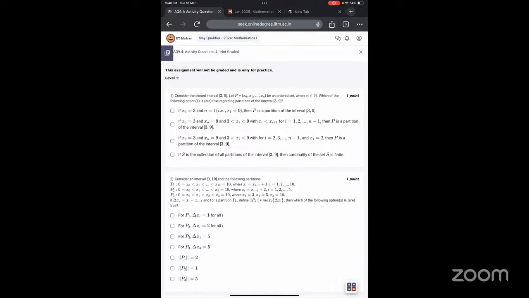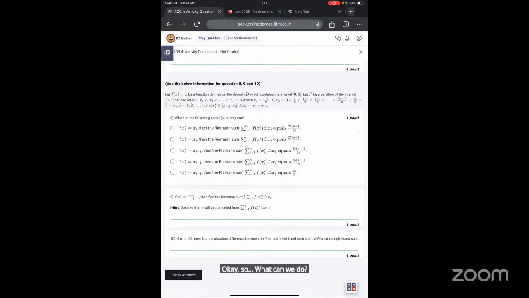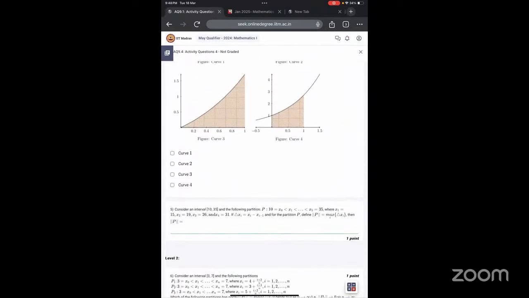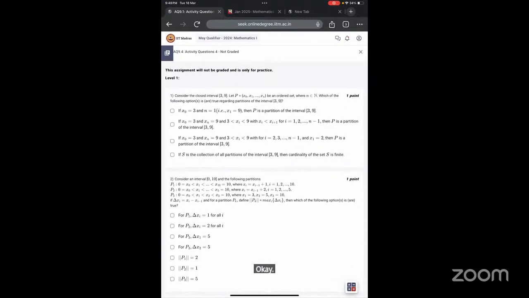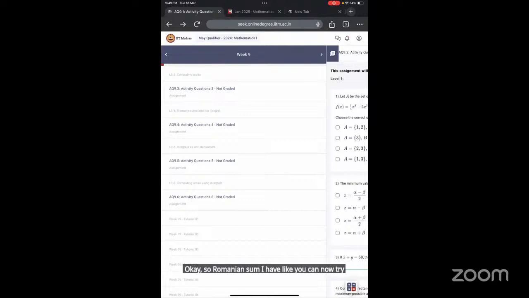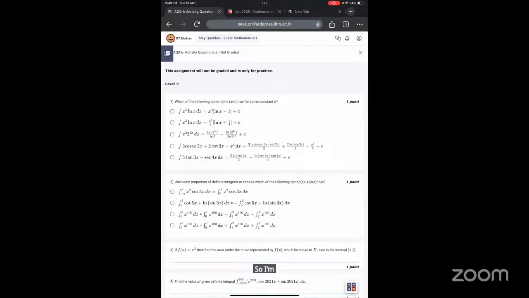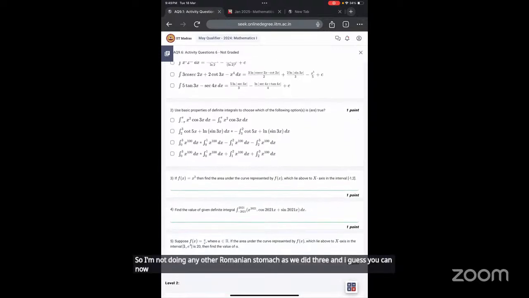Okay, so what can we do? You can now try to calculate the Riemann sum using the same thing. I'm not doing any other Riemann sum because we did 3, and I guess you can now do some of them, right?